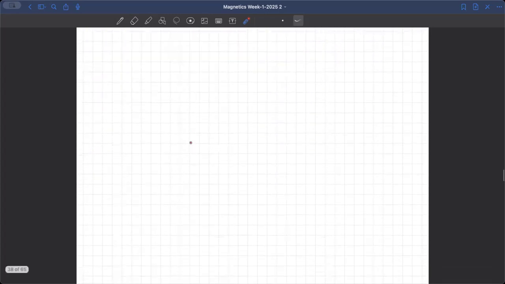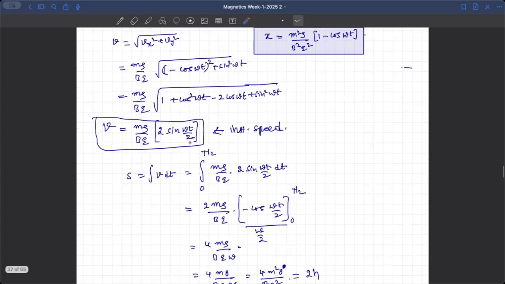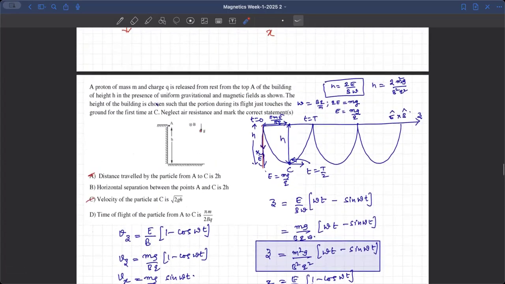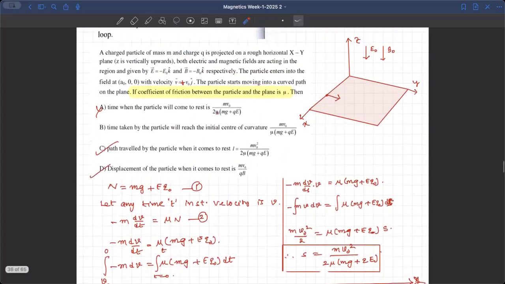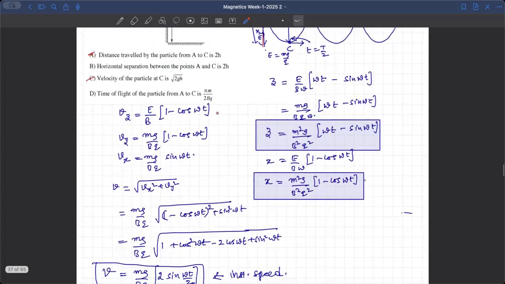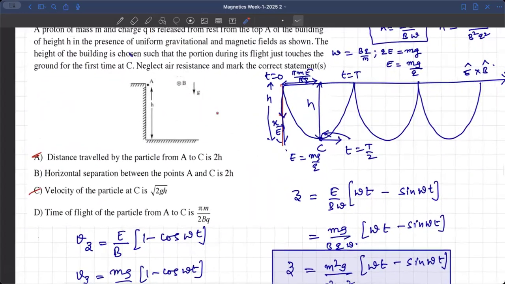Next. That is one model which you need to know. This is also a very important model. It is better if I do this, but there is no space here. That's the problem I'm facing. These two are very important models.